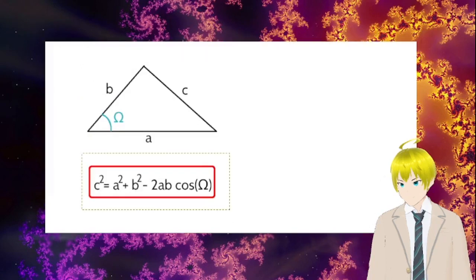It's important to notice that the law of cosines is a more general relation than the Pythagorean theorem. Notice that if this angle omega were to go to a right angle, this would turn into the Pythagorean theorem, because the cosine of a right angle is 0.